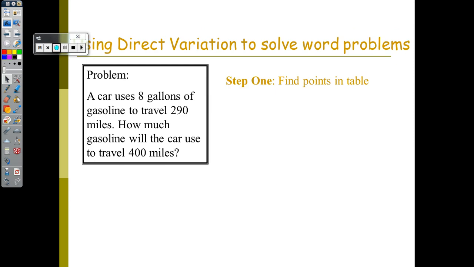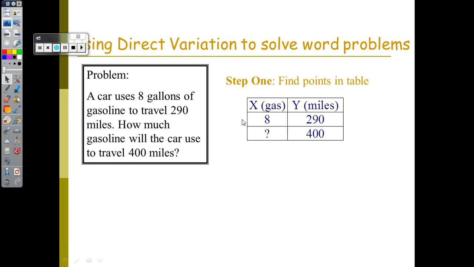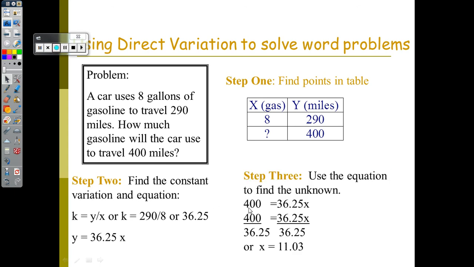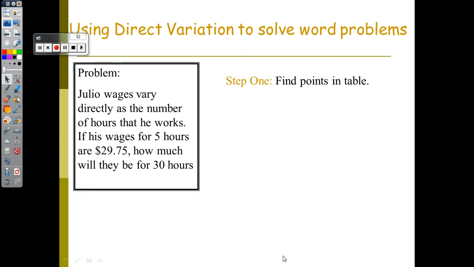A car uses 8 gallons of gas to travel 290 miles. How much gas will the car use to travel 400 miles? So again, we have our independent and our dependent variables, and we're going to go 290 over 8 to find your constant of variation, and then your equation will be y equals 36.25 times x, and then plug in what you know. You know that y is 400, so here's your equation. Divide both sides by your constant of variation to find your x. Try this one.